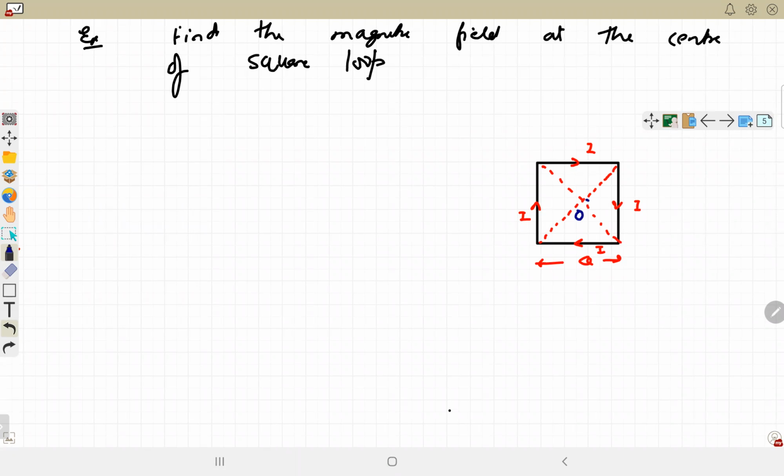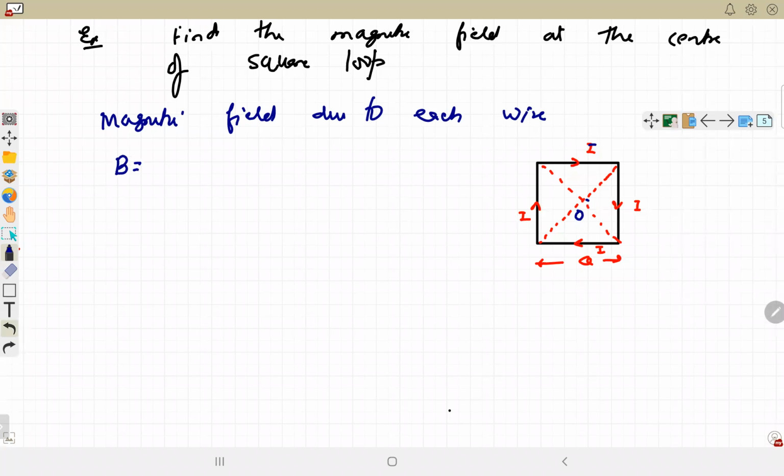So we can consider this as a combination of four wires. पहले हम एक की magnetic field निकाल लें, and then if all of the wires produce magnetic field in the same direction, we just multiply by 4, because by symmetry it is going to be the same magnetic field. So will it be zero?